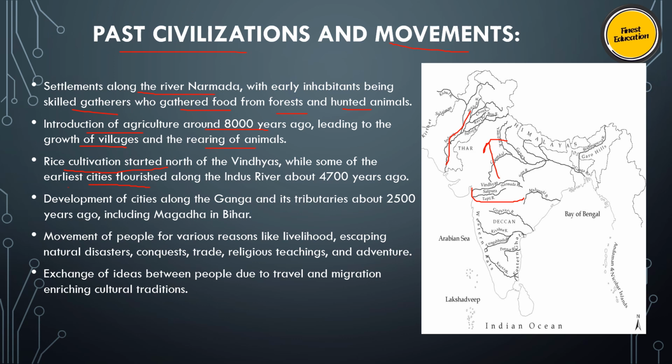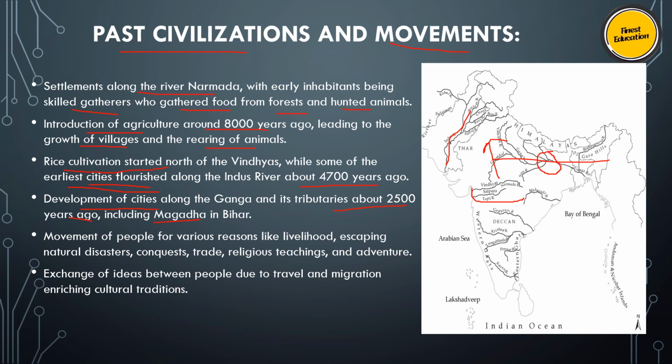Now, these earlier cities were found 4,700 years ago. It is believed that there was development of cities around the Ganga about 2,500 years ago, and it also includes Magadha, which was an important empire, presently called Bihar.